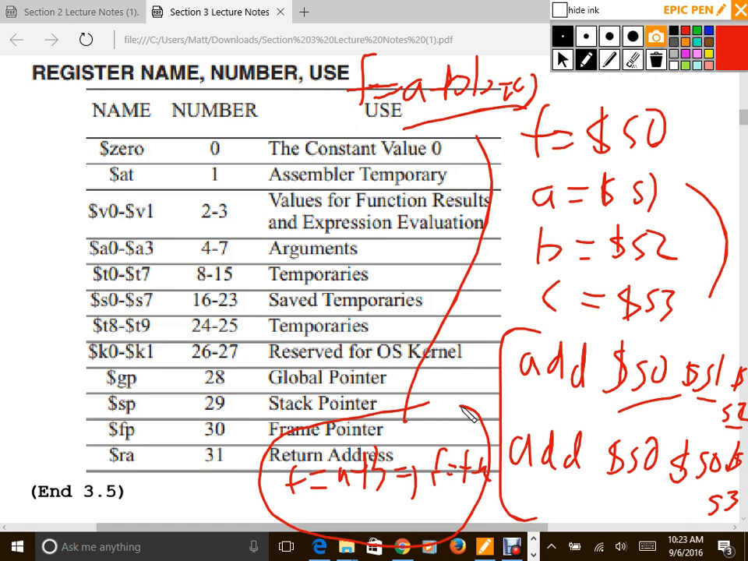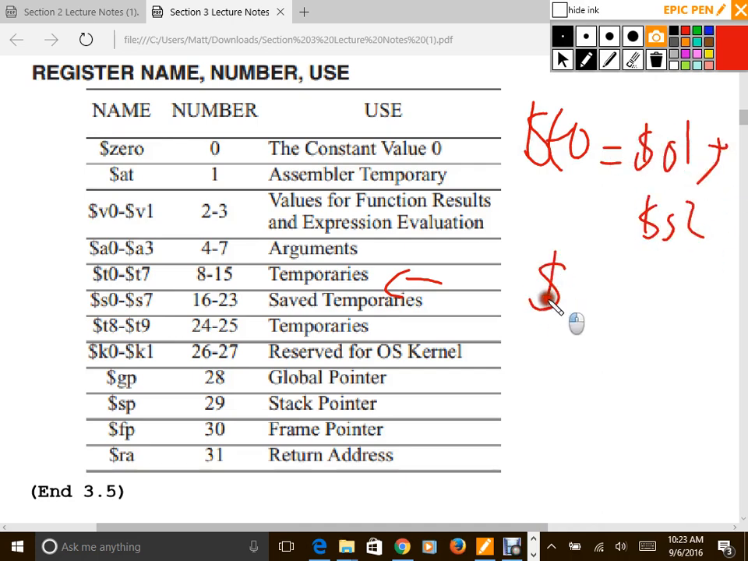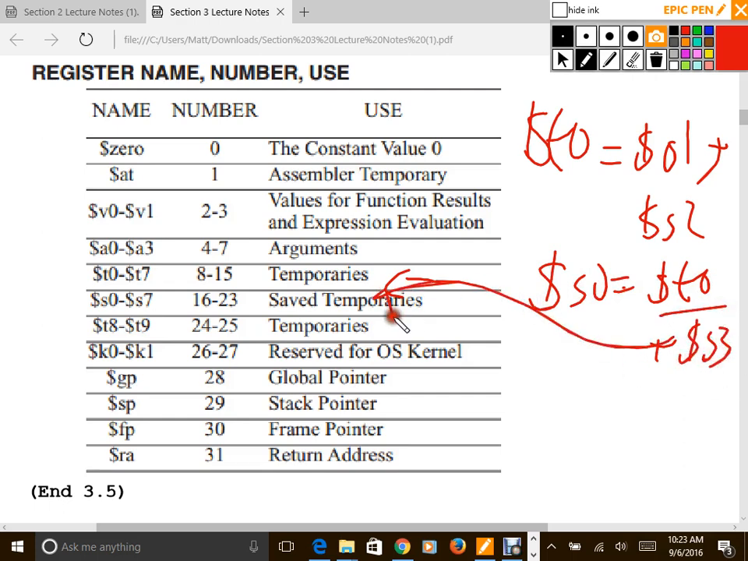So in this case, how to get around that is we use these temporary values. So we say T0 is equal to S1 plus S2. And then we say S0, which was initially F, is equal to T0 plus S3. And then when we're done with T0, we can overwrite it all we want because it was just a temporary value. We only need it there as a placeholder. Does that make sense?